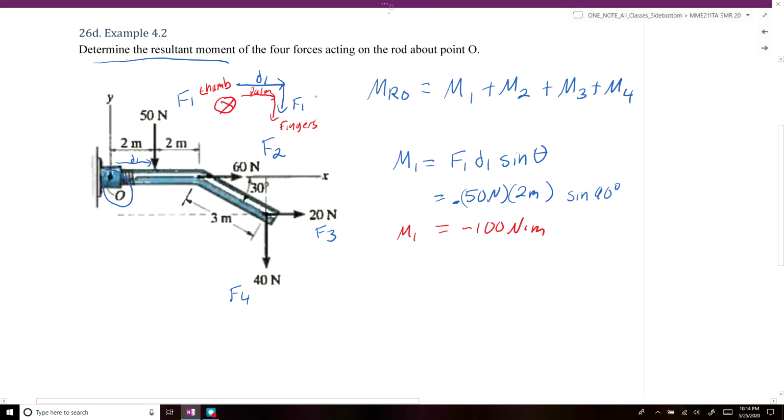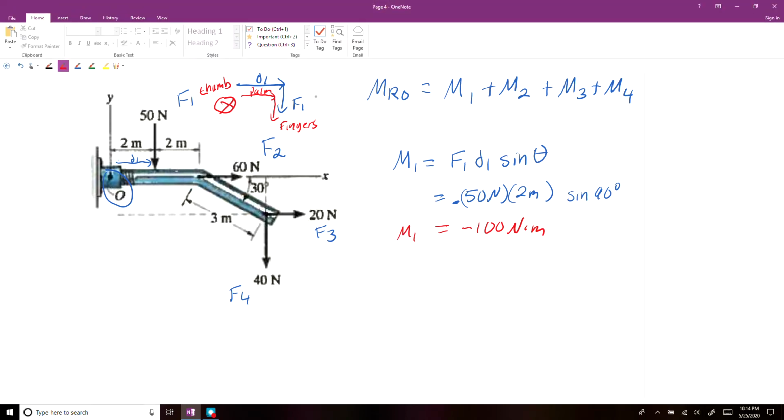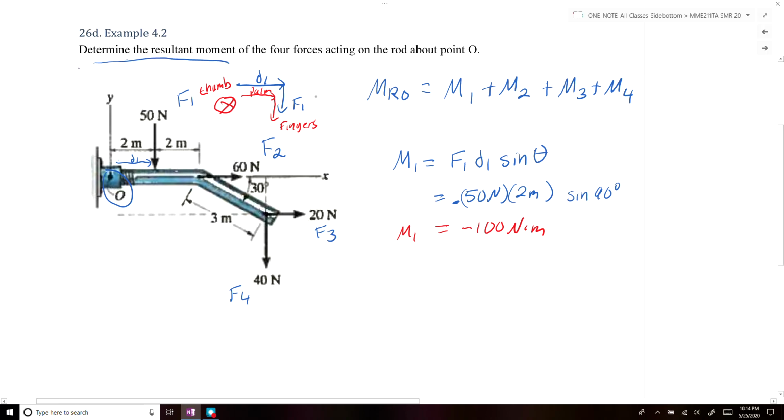Okay. So our second moment is going to be M2. So M2 is going to be equal to force 2 times D2 times the sine of theta. In this case, force 2 is 60 newtons. D2 is 4 meters. So it's the distance from point O to where force 2 is being applied. And then the sine of theta, in this case, theta is 0. So sine of 0 is 0, so we get 0 Newton meters for M2.